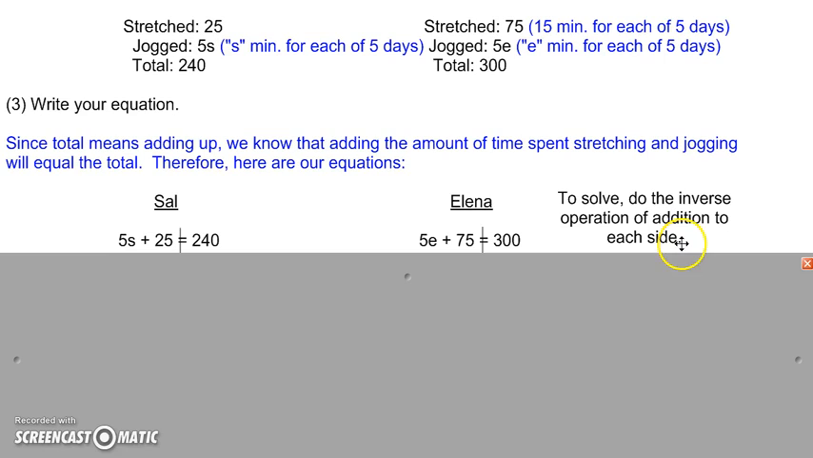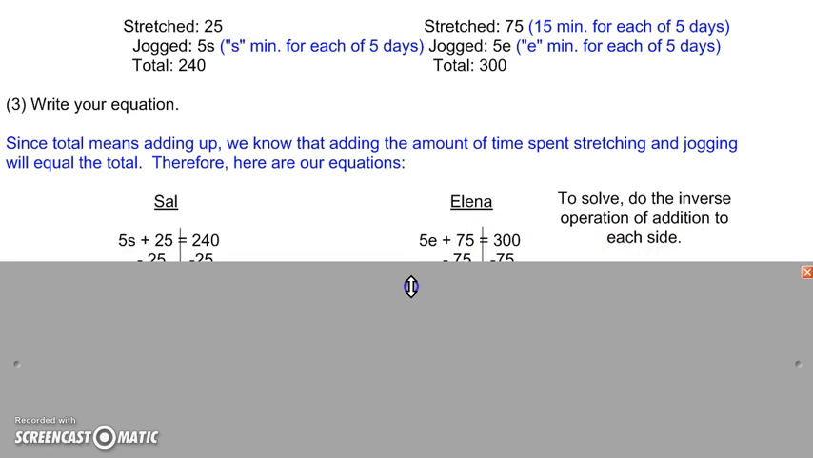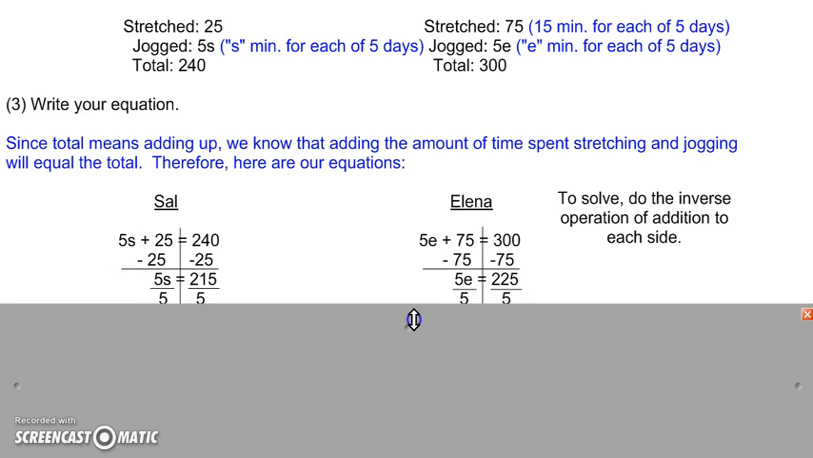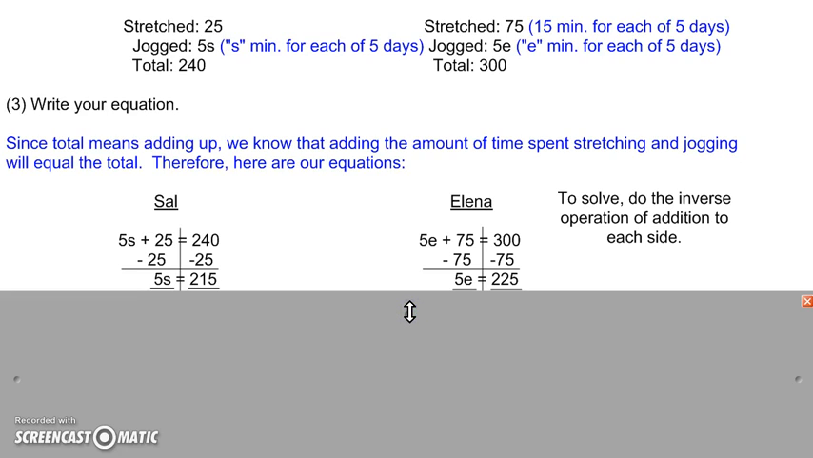To solve, do the inverse operation of addition to each side. So the inverse operation of addition for each of our equations is subtraction. That's the opposite of addition. So for Sal, we take away 25 from both sides. For Elena, we take away 75 from both sides. Remember that in an equation, we have to take away the same number from both sides. That will give us for Sal 5s equals 215, for Elena 5e equals 225.